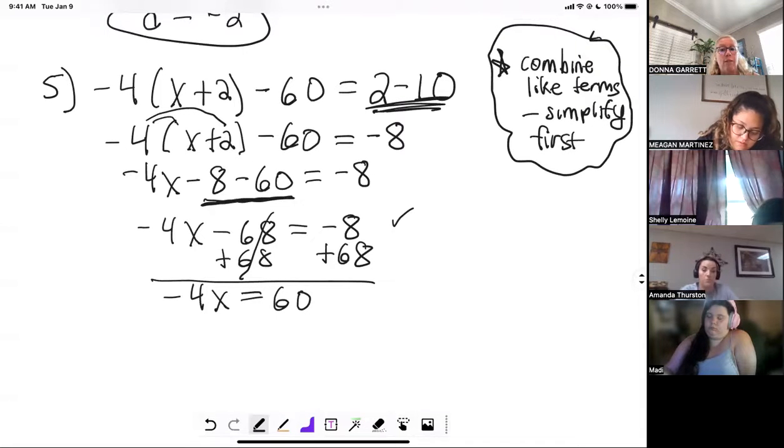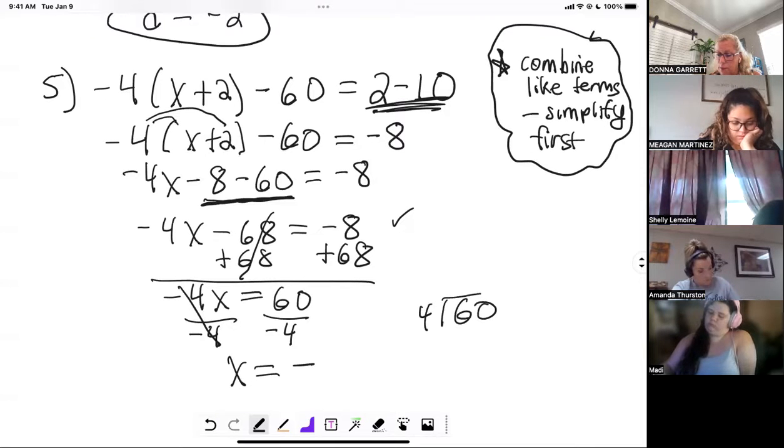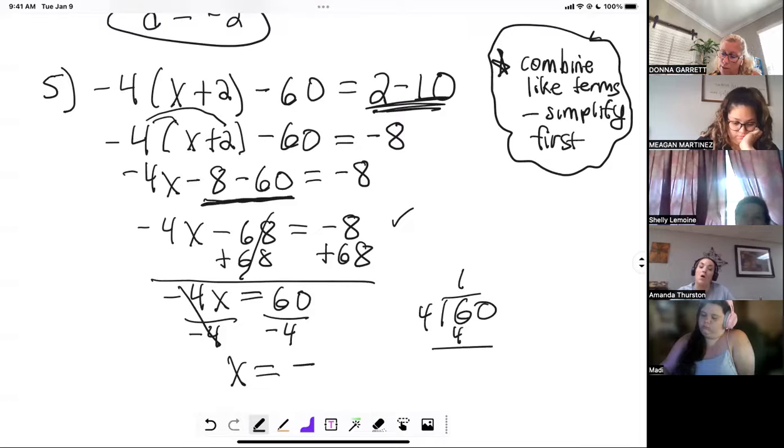And then to get X by itself, I am going to divide both sides by -4. X is equal to, okay, so I know the answer is negative, I'm going to put negative. Then I'm going to do 60 divided by 4. Okay, so 4 goes into 6 once, which is 4. That makes it 2. I bring down the 0. How many 4s are in 20? 5 times 4 is 20. So my answer has to be -15.